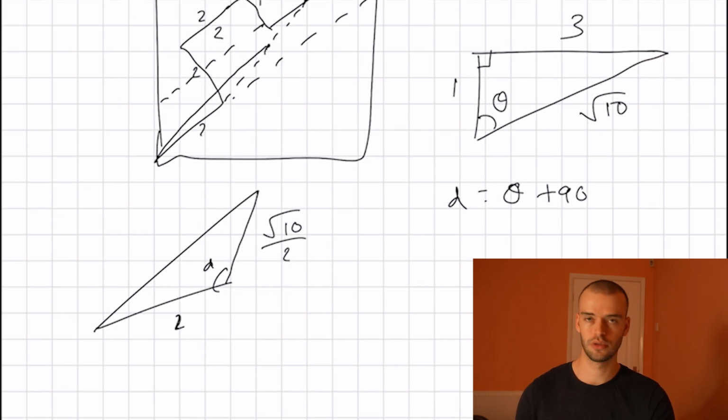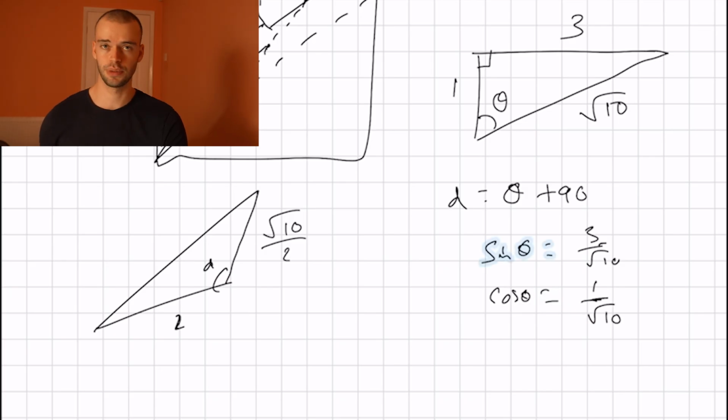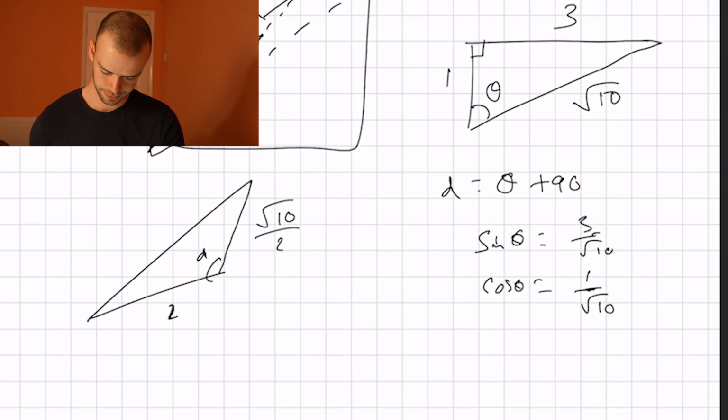We can use SOHCAHTOA on this right angled triangle to form some identities. So sine theta equals opposite over hypotenuse, so 3 over root 10. Cos theta equals adjacent over hypotenuse, which is 1 over root 10. I think these will be very useful for us. Okay.